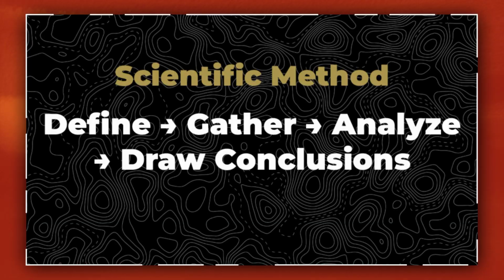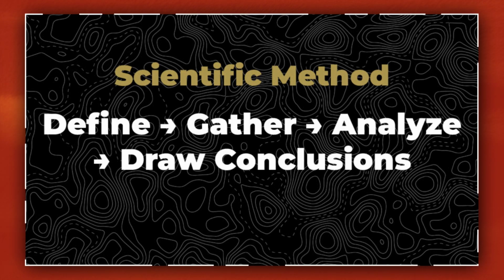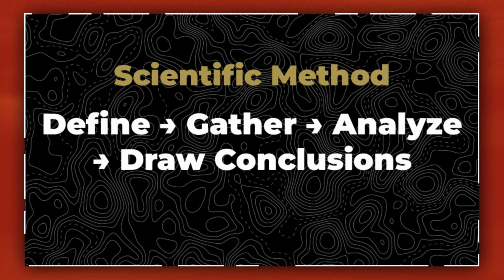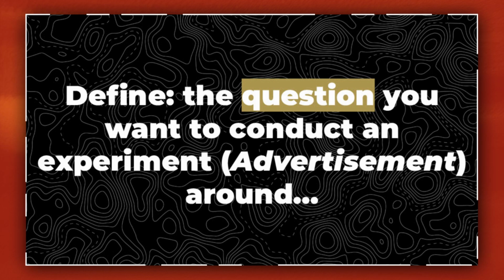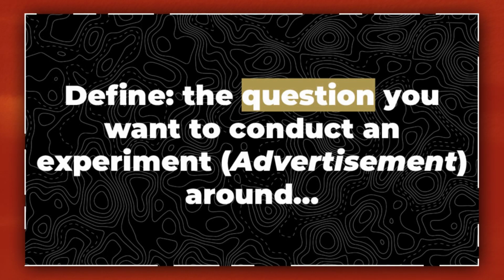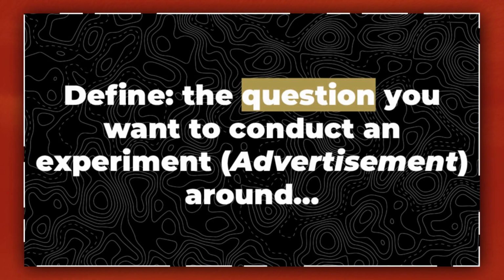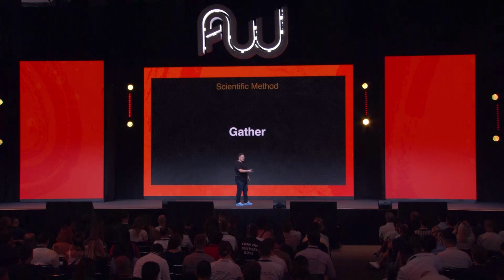Going back a little bit to middle school science class, if you guys remember the scientific method, it was define, gather, analyze, draw conclusions, right? So for you as media buyers, what I want you guys to start doing is every time you create a campaign, start by defining what you're going for. And defining is simply, what is the question you want to conduct an experiment on, or build your advertisement around.